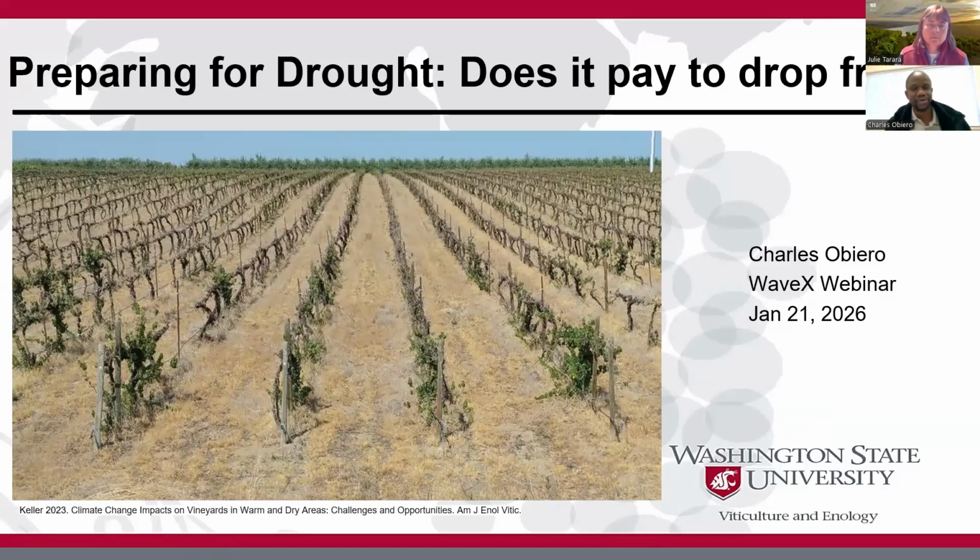Top slide, title slide. This is a vineyard here north of Prosser that was abandoned, and it just highlights the importance of irrigation here. If we don't irrigate in Eastern Washington, there is no wine. So it becomes very important to talk about water.